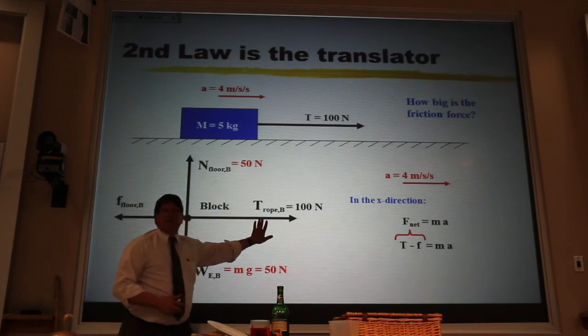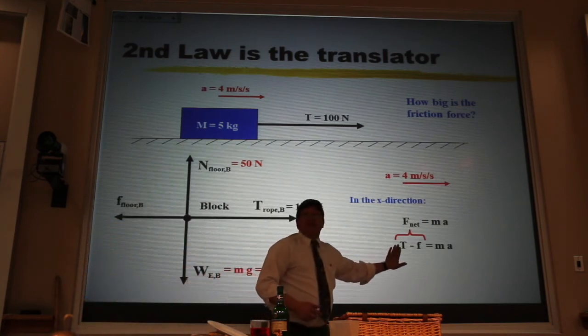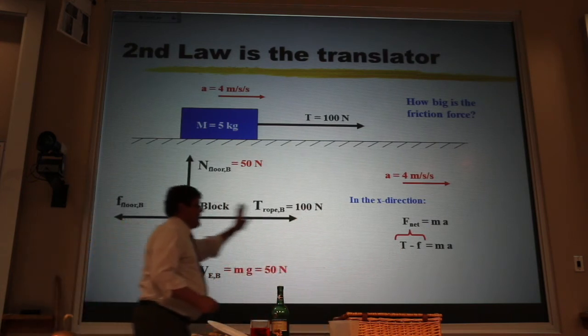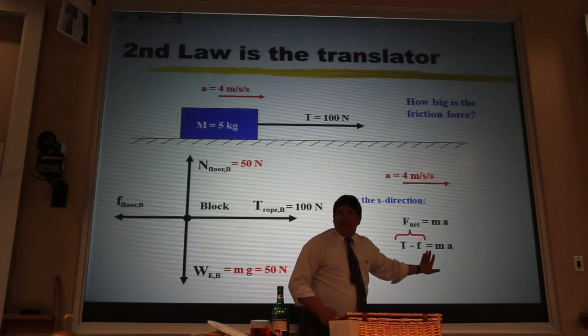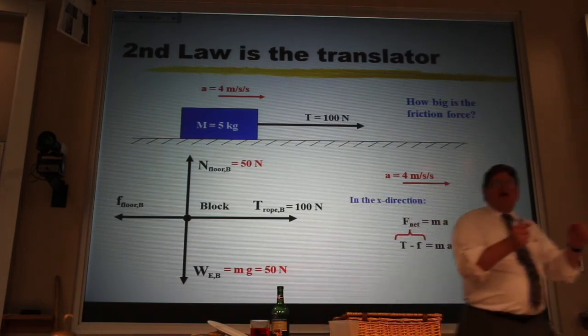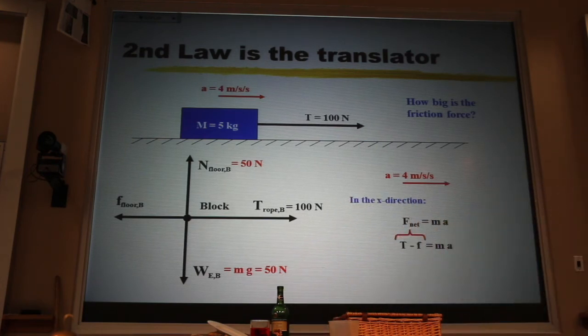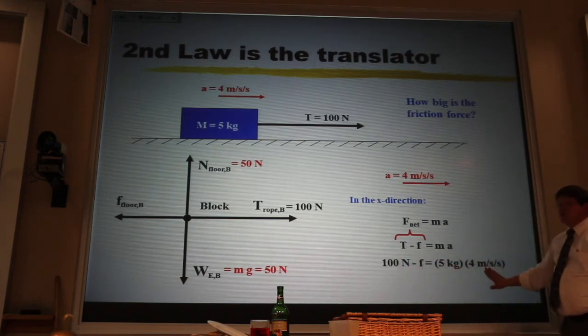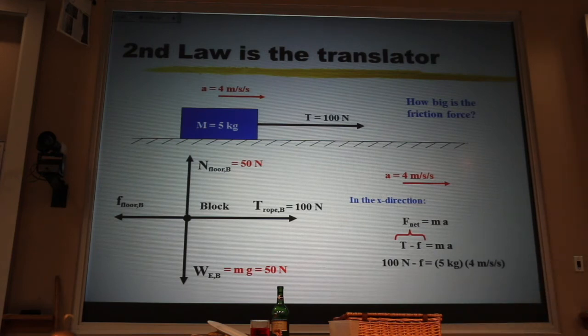I'm adding them as vectors. And because this one's to the right, I add it as a positive number. Because this one's to the left, I add it as a negative. So I'm adding the forces as I would add vectors, because they are vectors. Now if I just plug and chug, 100 minus f is equal to 5 times 4. You just grind away at that algebra and you get the same answer that we got, 80. Okay?